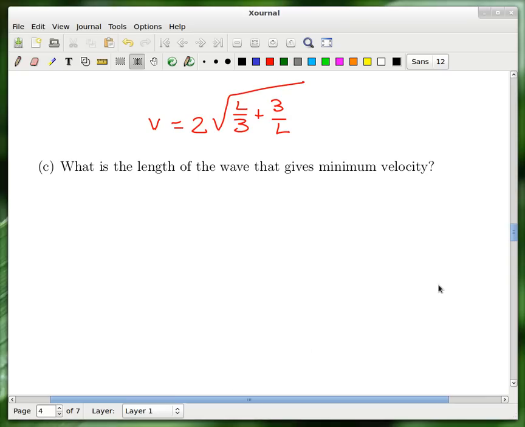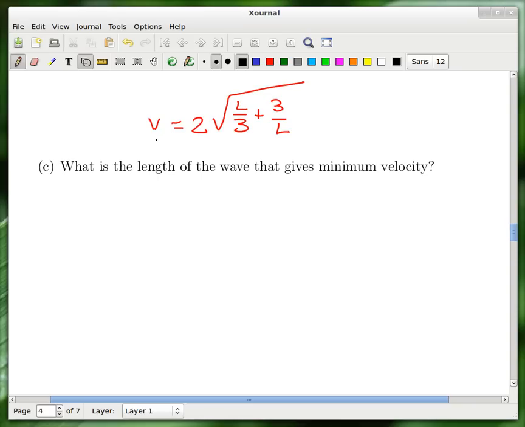So what's our plan here? Our plan is to take the derivative, set it equal to 0, and solve. And hopefully there's only one solution. And since I've done this problem before, I know that there's only one solution. And so that must be the minimum. So let's do it. What is v prime?